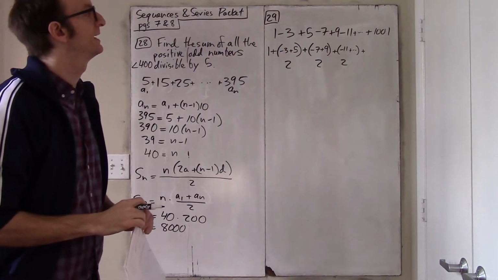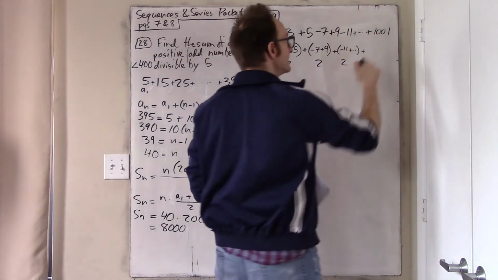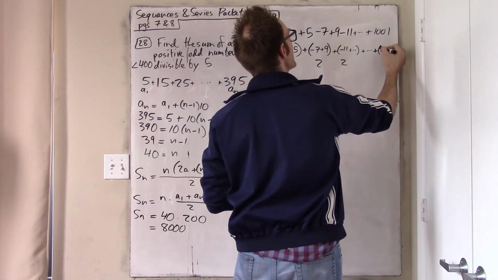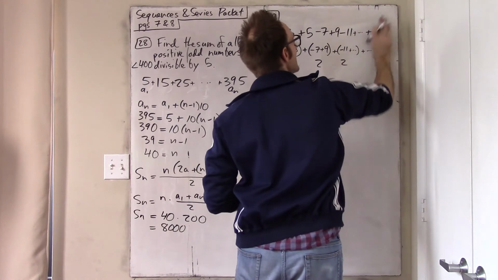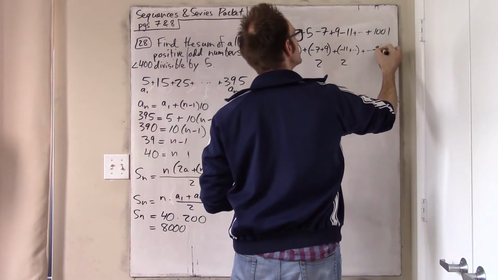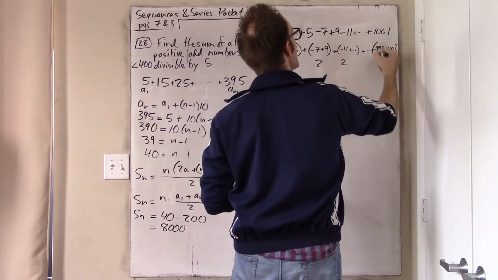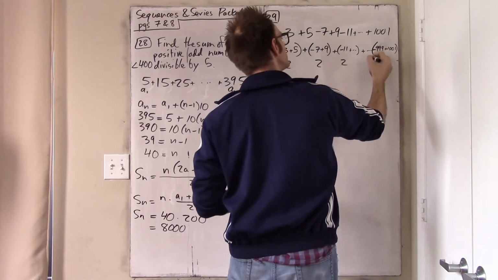And because we end with a plus, it must be that this last one is -999 plus 1,001. So that's 2.